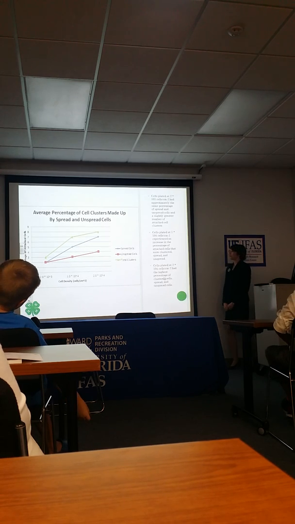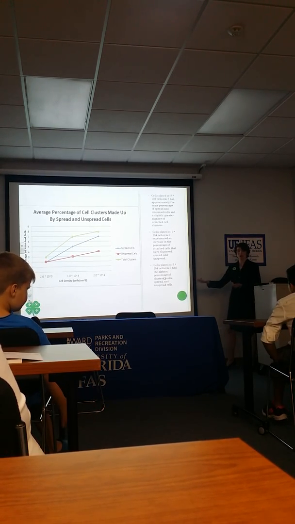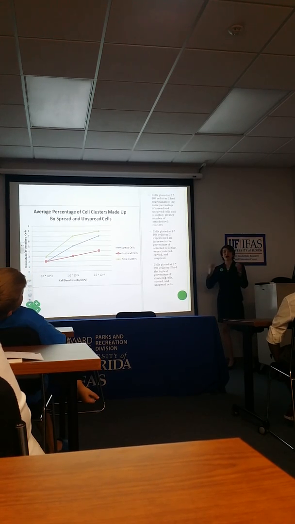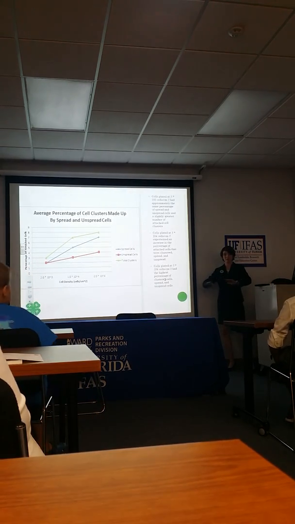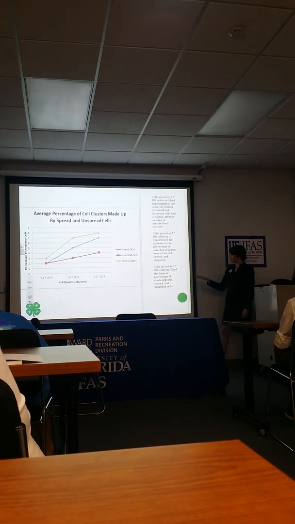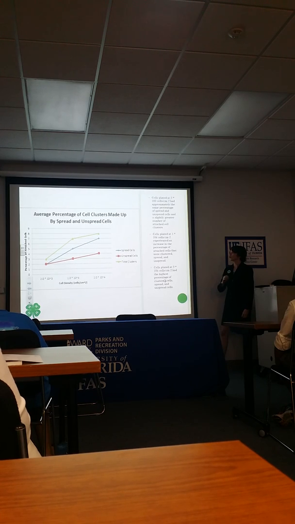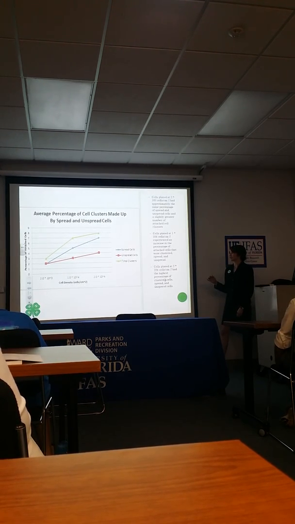I also figured out that the higher the cell density, the more spread cells there were. Spread cells are when the cells are actively dividing and spreading in the cell cluster within the flask. So I figured out that the higher the cell density was, the more cell clusters that were spreading that I counted, compared to unspread cells found at lower plating densities.